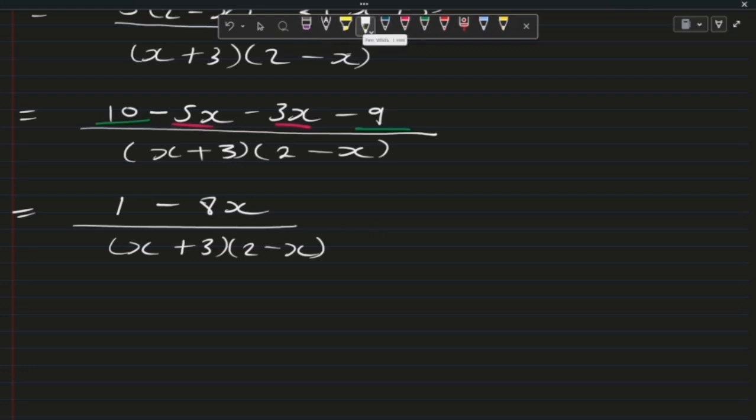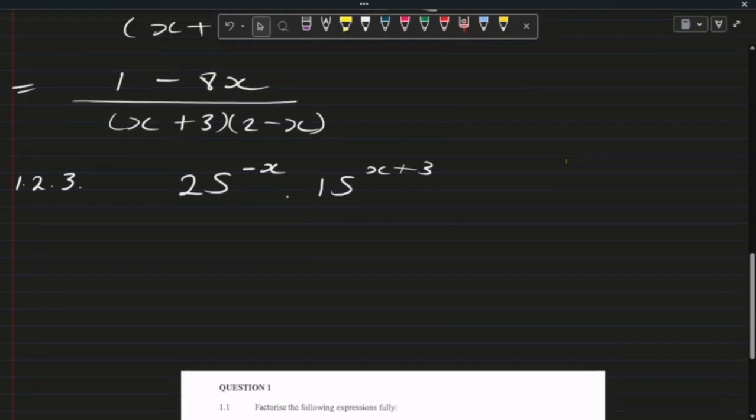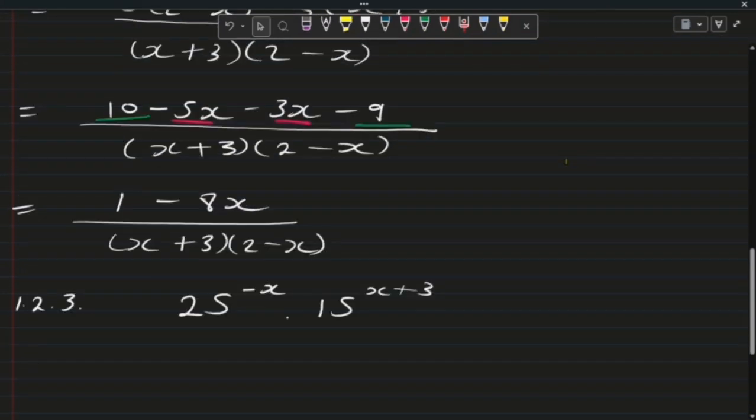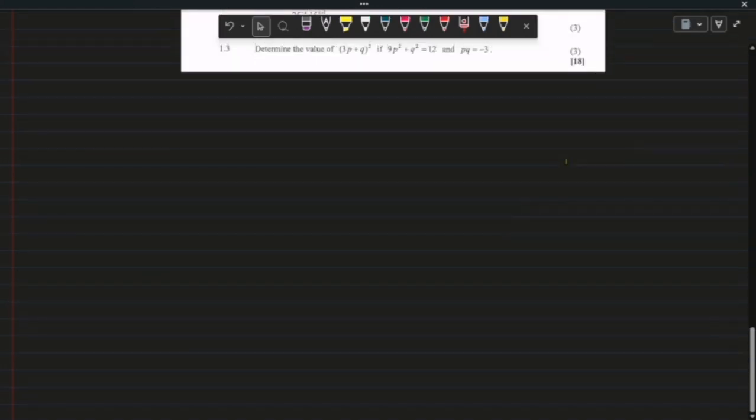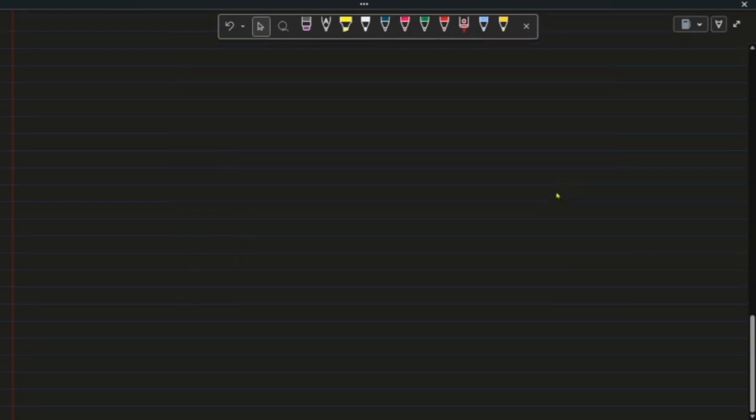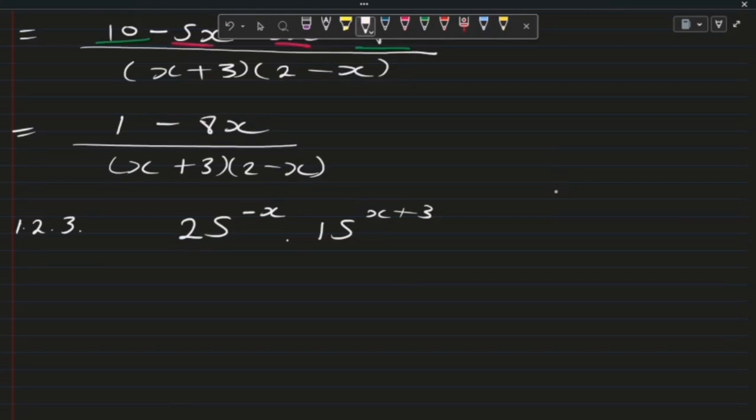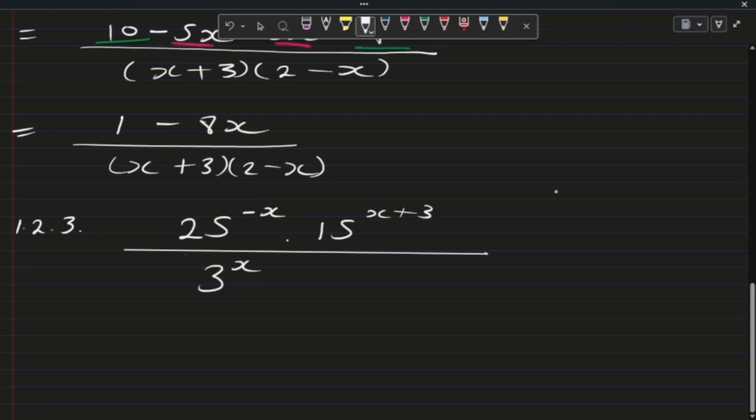We now go to 1.2.3. Going to 1.2.3, we are required to simplify this expression, times 15 to the power of x plus 3, divided by 3 to the power of x times 5 to the power of minus x.